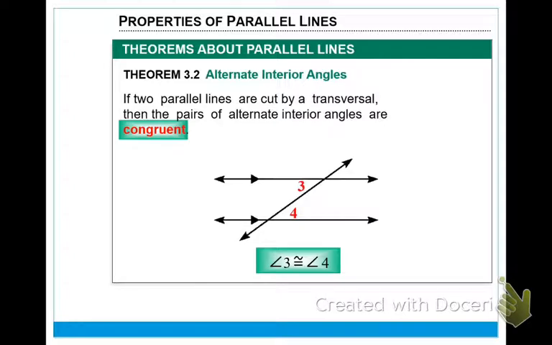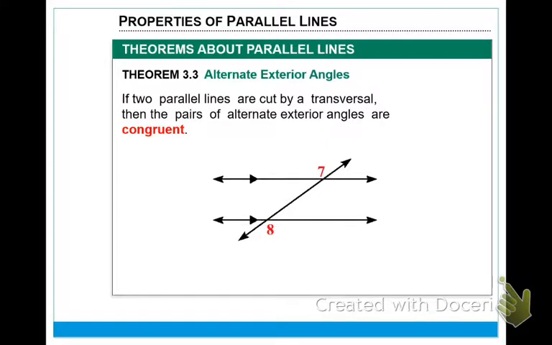All right, here we go. If alternate interior angles are congruent, what else can we guess are congruent? Alternate exterior are also congruent. So if two parallel lines are cut by a transversal, then the pairs of alternate exterior angles are congruent. So exterior would be here. And then, what else? 2 and 7. 5 is still inside of the two lines. So 1 and 8, 2 and 7.